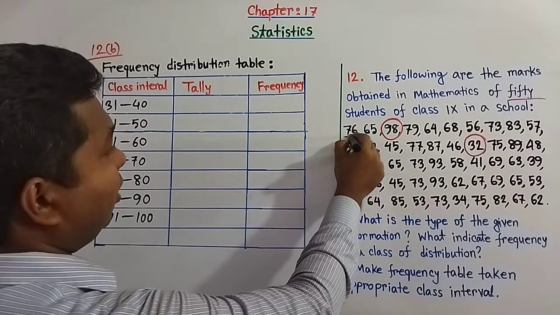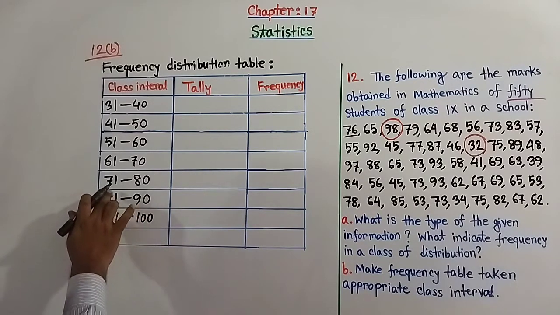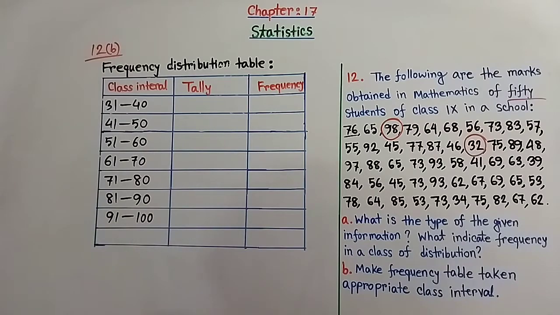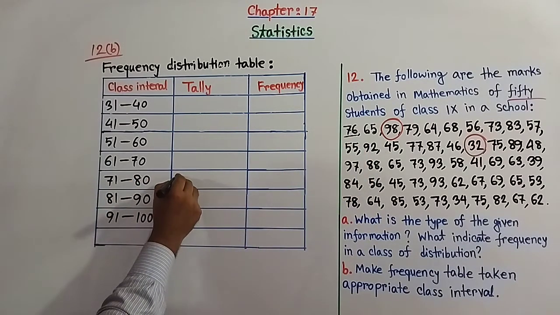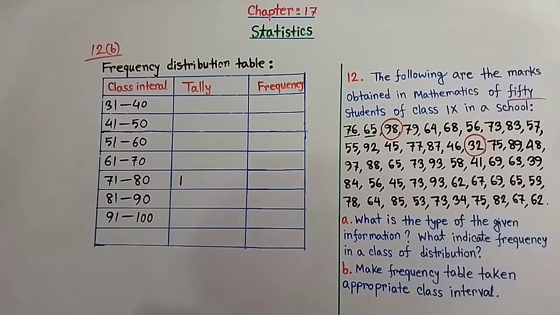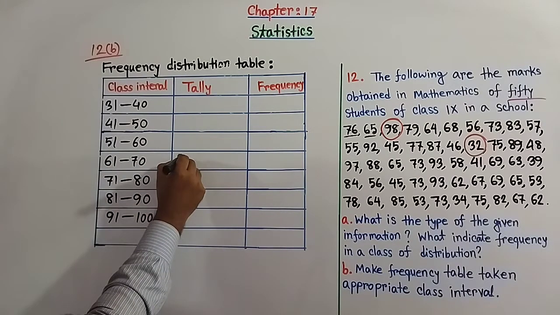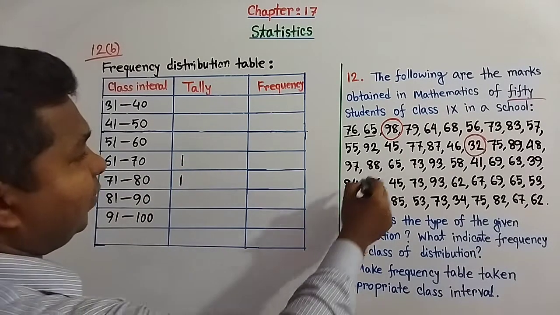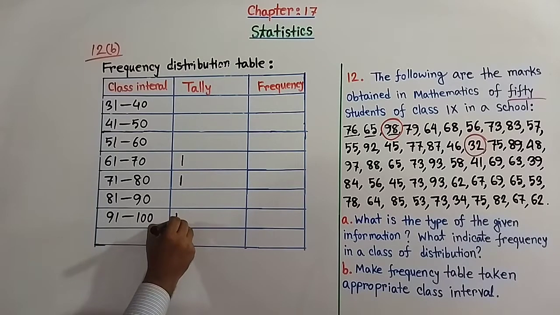Here our first value is 76. So we put a tally sign at the class interval 71 to 80 since 76 lies in that class. Now our next value 65. Here 65 will be in that class 61 to 70. Now our next value is 98. So for 98 we put the tally sign at 91 to 100 class.